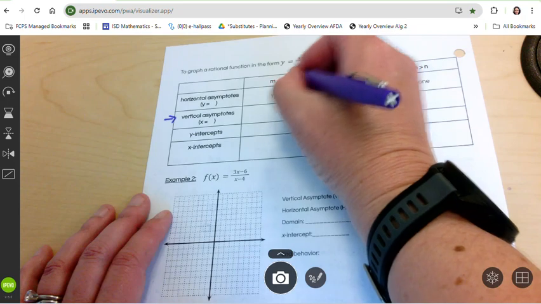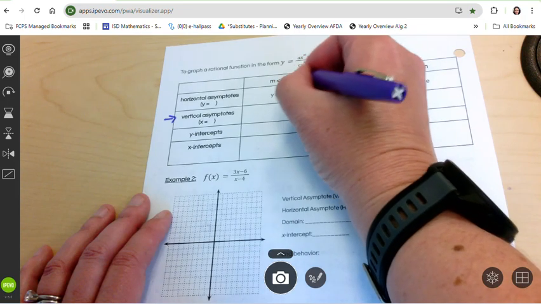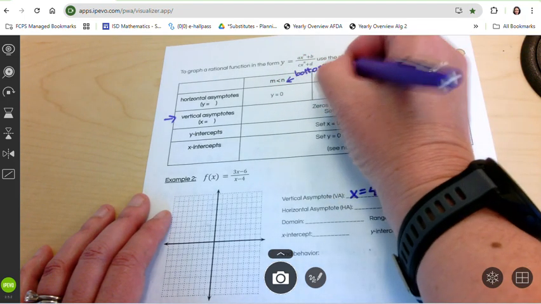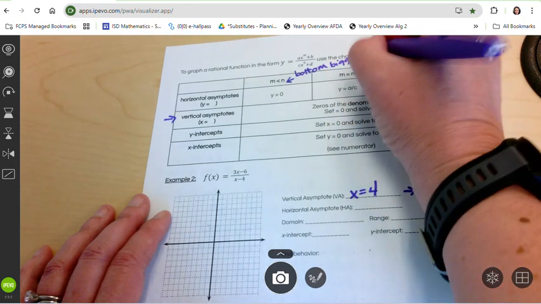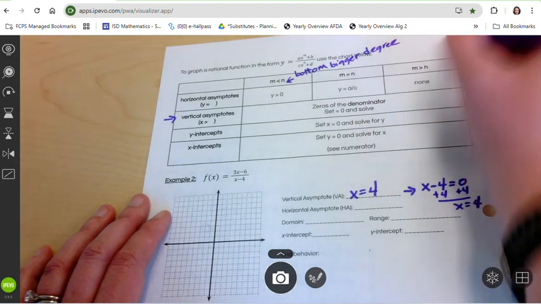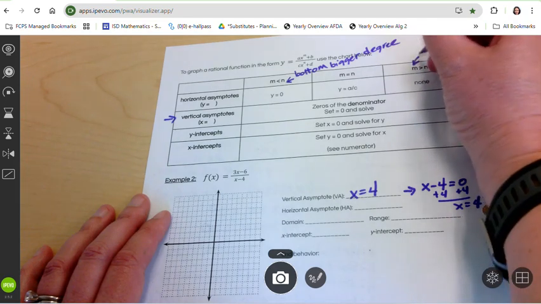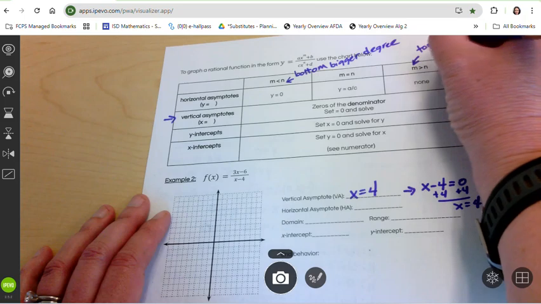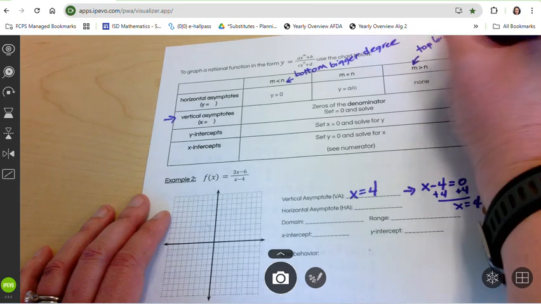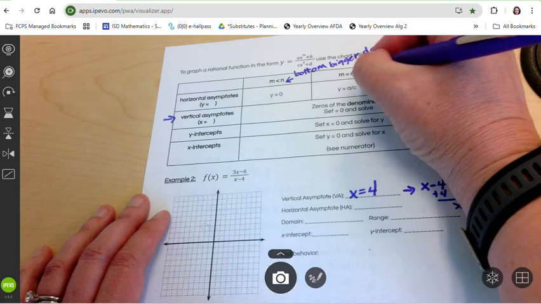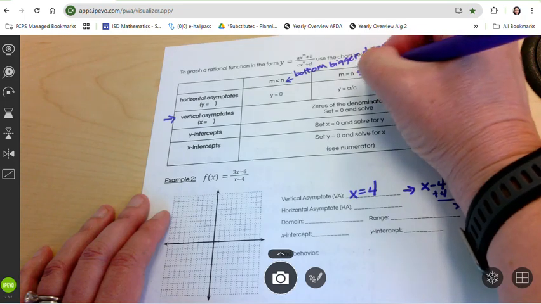All right, so this one is the bottom has a bigger degree. This one is if the top has a bigger degree and there's no horizontal asymptote in that case. And this one is the same degree on top and bottom.